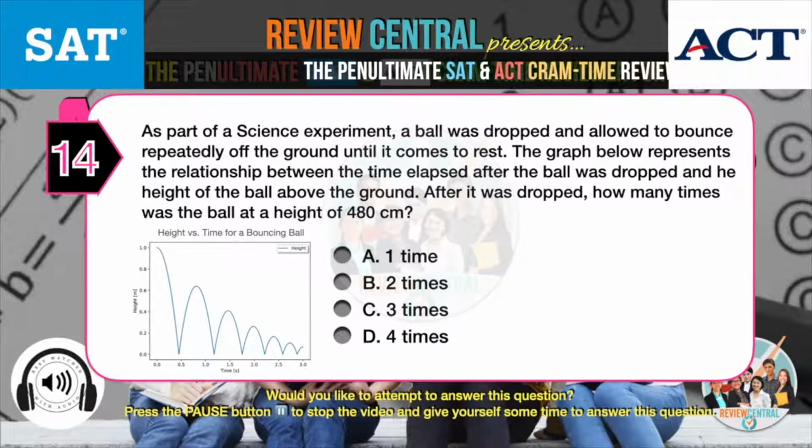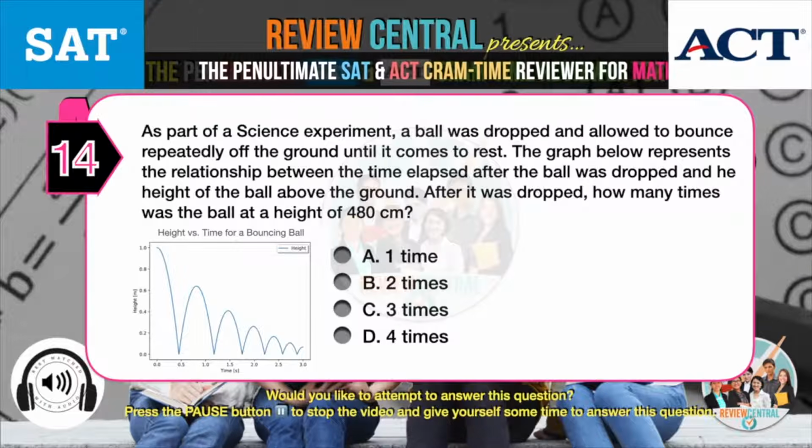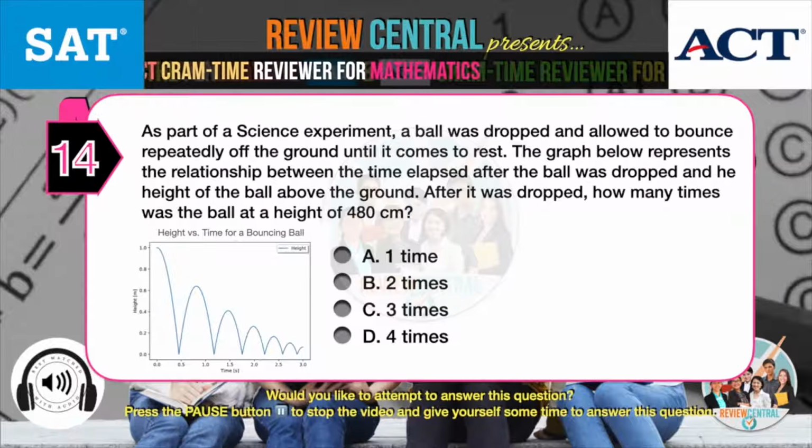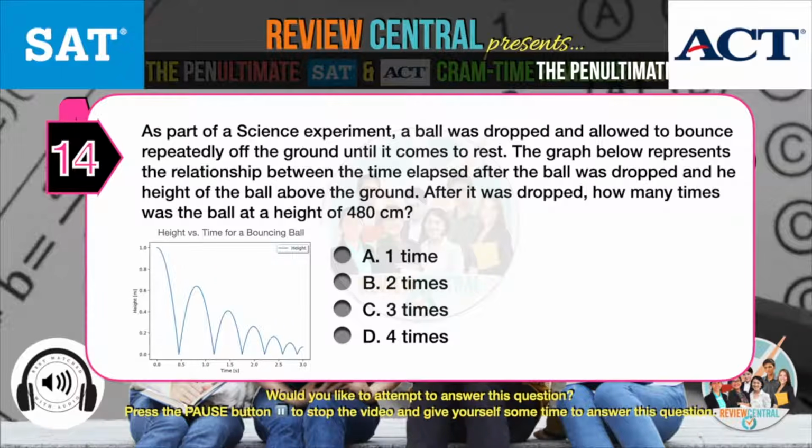Question number 14. As part of a science experiment, a ball was dropped and allowed to bounce repeatedly off the ground until it comes to rest. The graph above represents the relationship between the time elapsed after the ball was dropped and the height of the ball above the ground. After it was dropped, how many times was the ball at a height of 480 centimeters? A. 1 time. B. 2 times. C. 3 times. D. 4 times. The correct answer is C, 3 times.